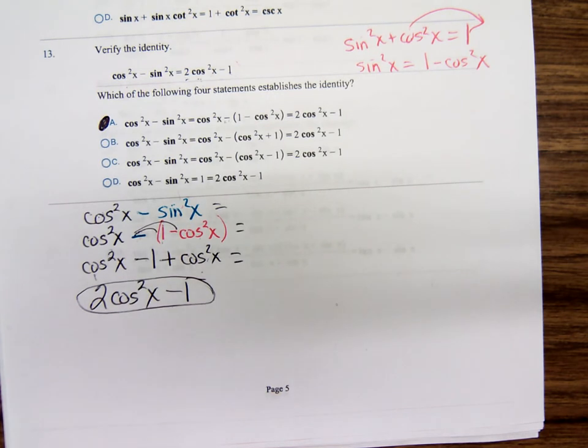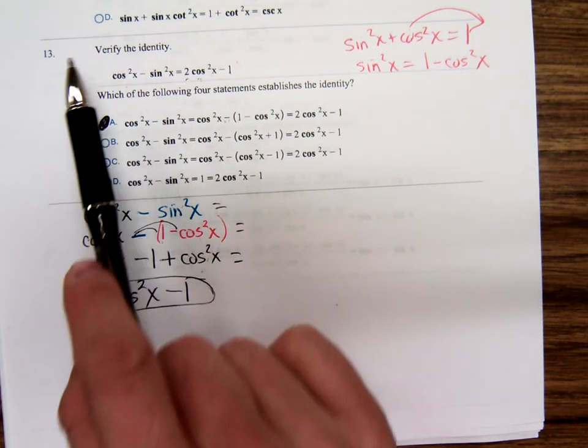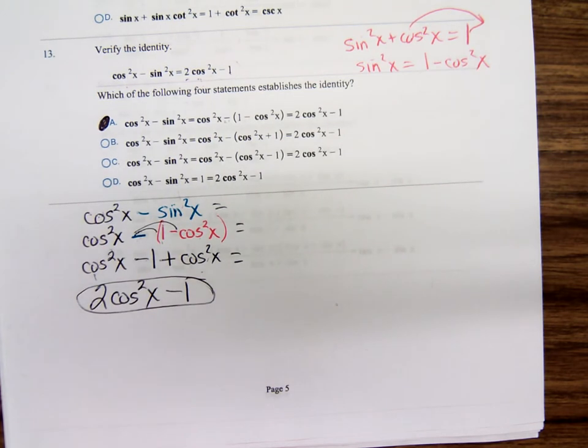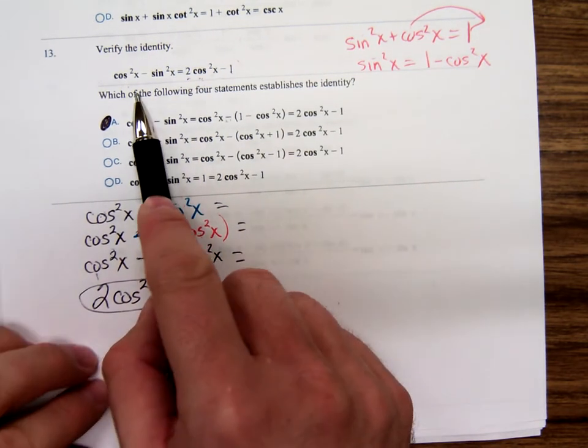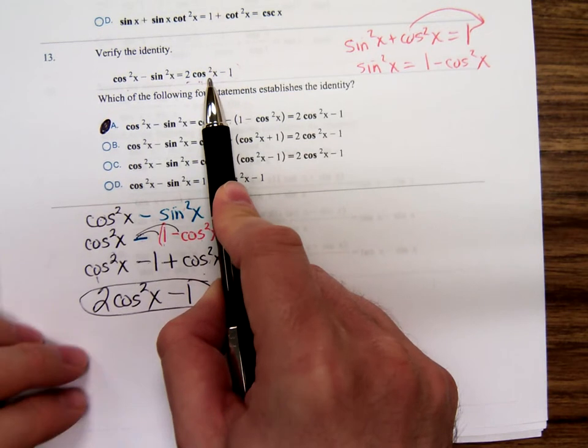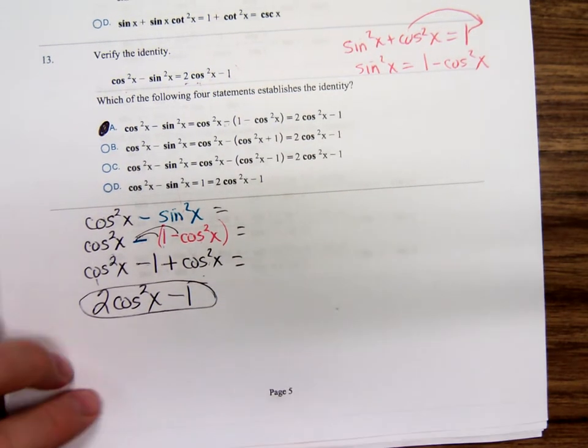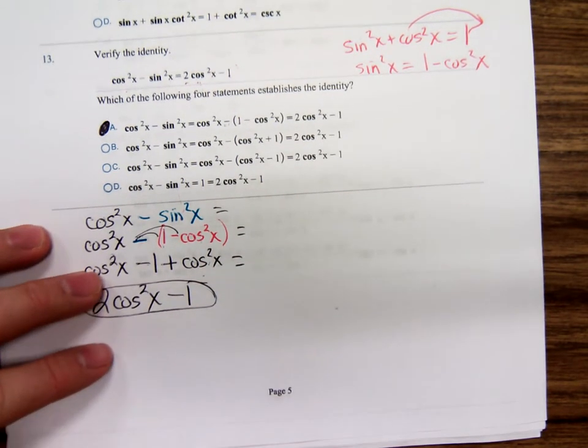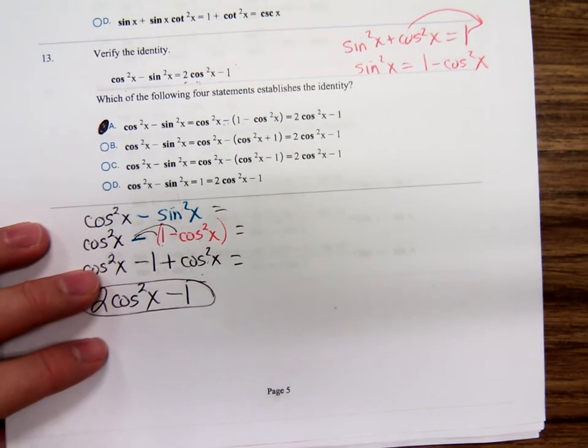This is just called, what we just did was we verified an identity. We showed this equals that, and we showed the steps. That's what it means to say verify or to prove an identity. You must show the steps.